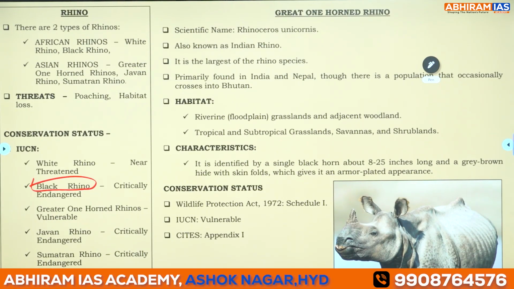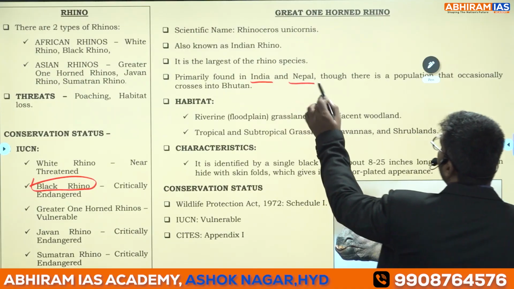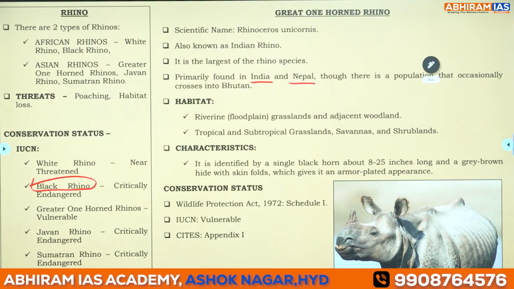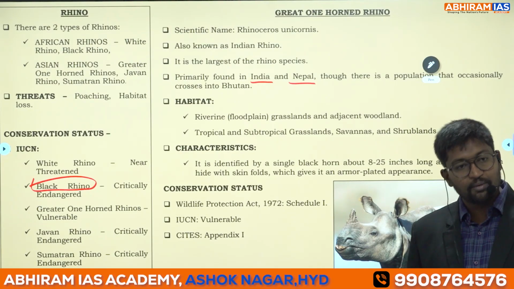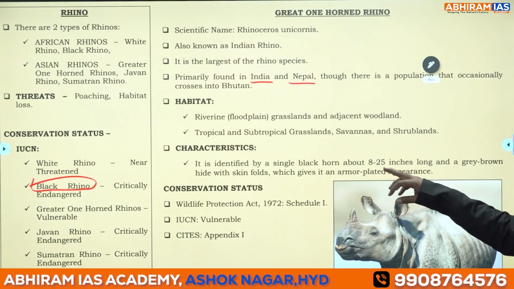Now, scientific name. See, Rhinoceros unicornis, also known as the Indian rhino. It is the largest of the great one-horn rhinos. You have to read scientific names also, in case they ask; at times they did ask. Primarily great one-horn rhinos are found in India and Nepal, though there is a population that occasionally crosses into Bhutan. So great one-horn rhinos are endemic to India.